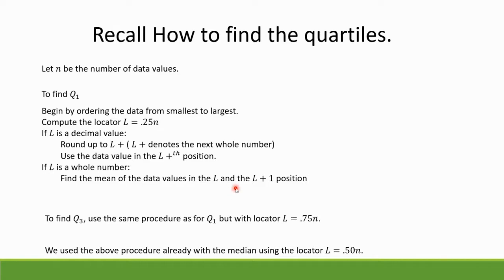Now, with Q3, it's the same procedure, except your L is going to be this. I mean, this is saying 75% of the data is below Q3. And then for the median, that's the number in the middle. Well, it's one way of measuring what's in the middle, but you can do that. There you would use 0.50 times that. I mean, we did have another way of finding the median. This way works as well.